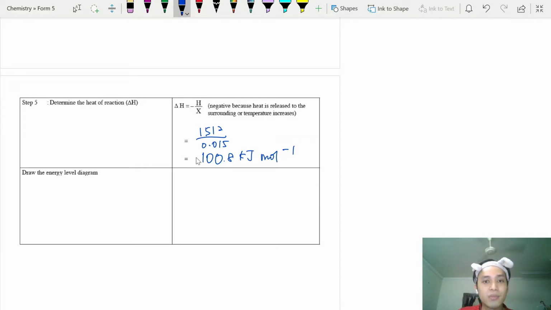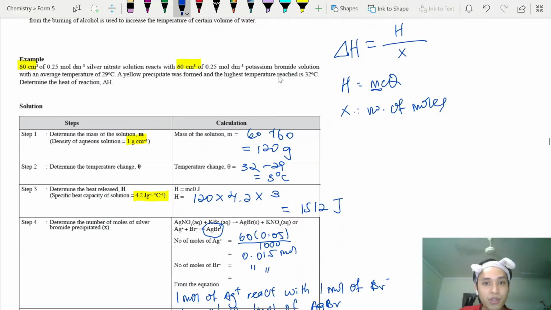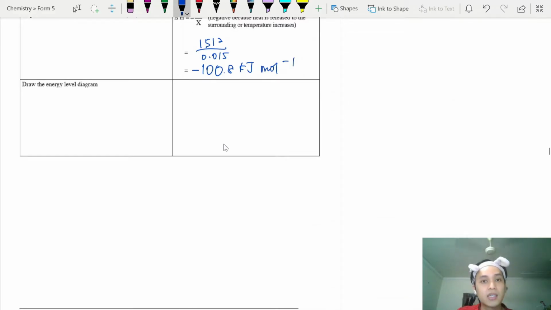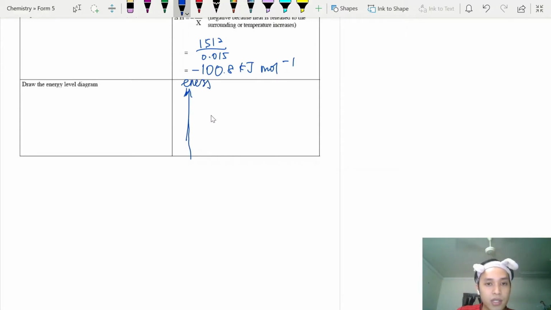Since this is an exothermic reaction, how do I know it's exothermic? Because the temperature increases. Meaning here I must put the negative sign. If it's endothermic, you must also put the positive sign. Okay, don't forget that. Then we draw the energy level diagram.